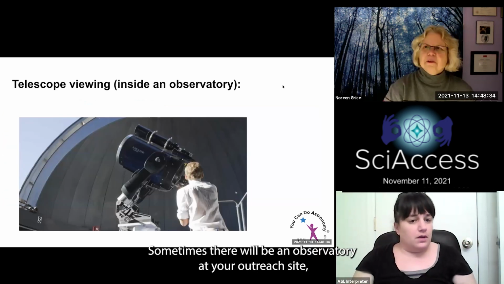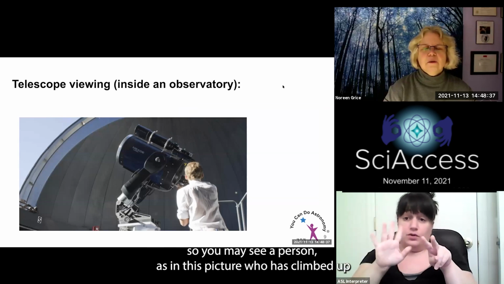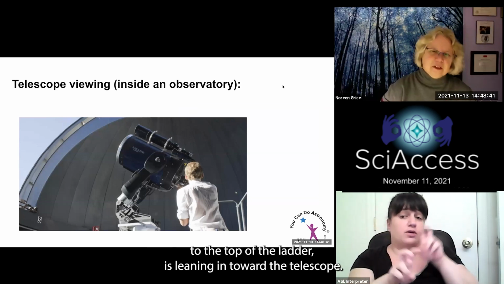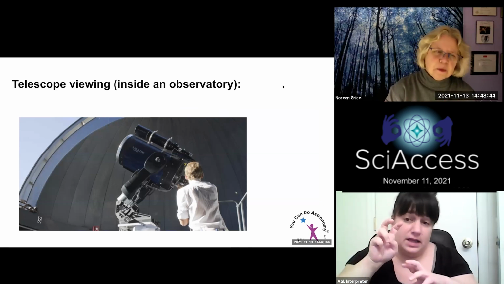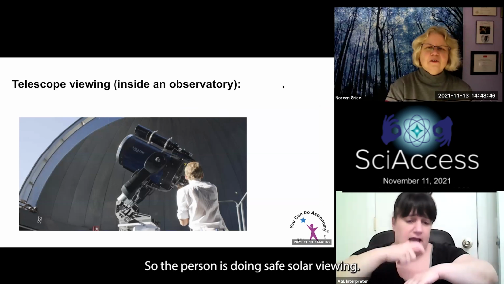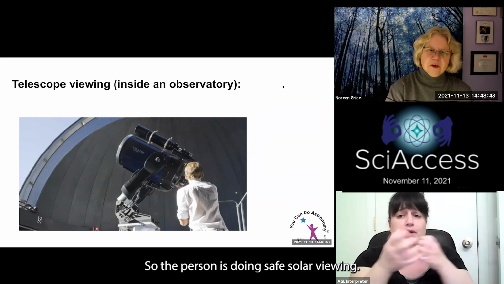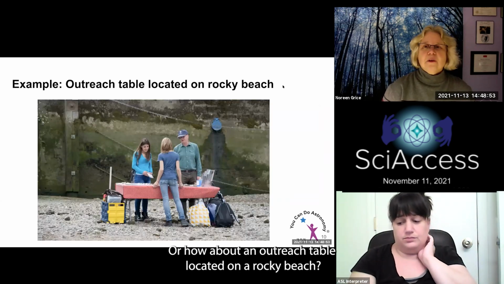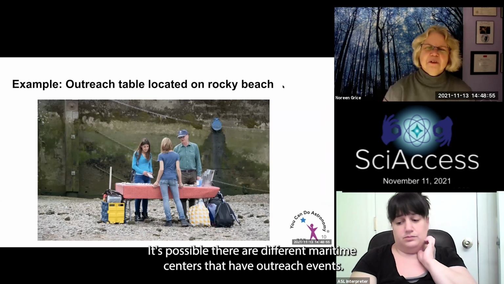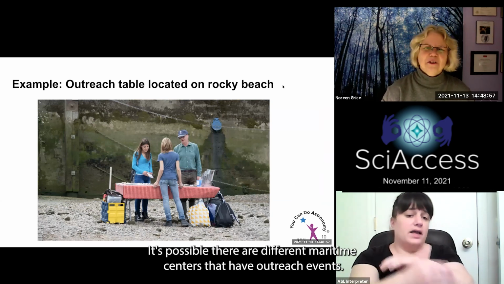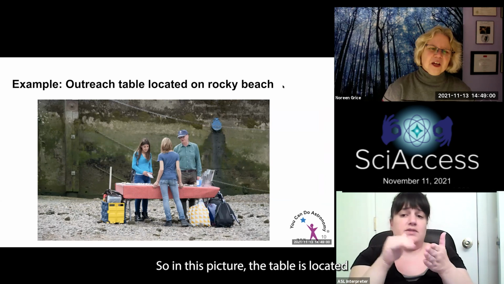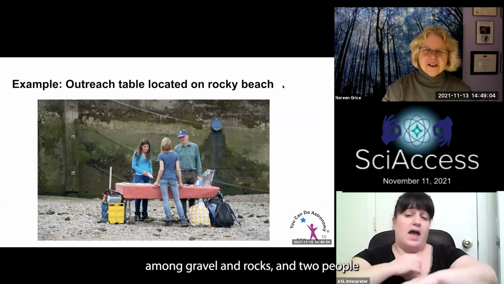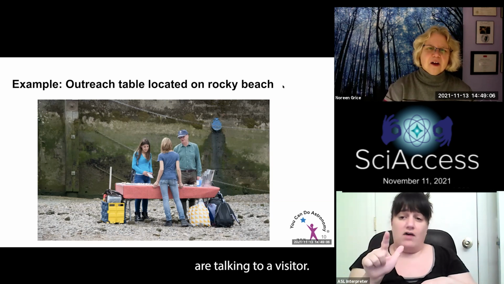Sometimes there'll be an observatory at your outreach site, so you may see a person, as in this picture, who has climbed up to the top of the ladder, is leaning in toward the telescope. It's a daytime view, so the person is doing safe solar viewing. Or how about an outreach table located on a rocky beach? It's possible. There are different maritime centers that have outreach events. So in this picture, the table is located amongst gravel and rocks, and 2 people are talking to a visitor.